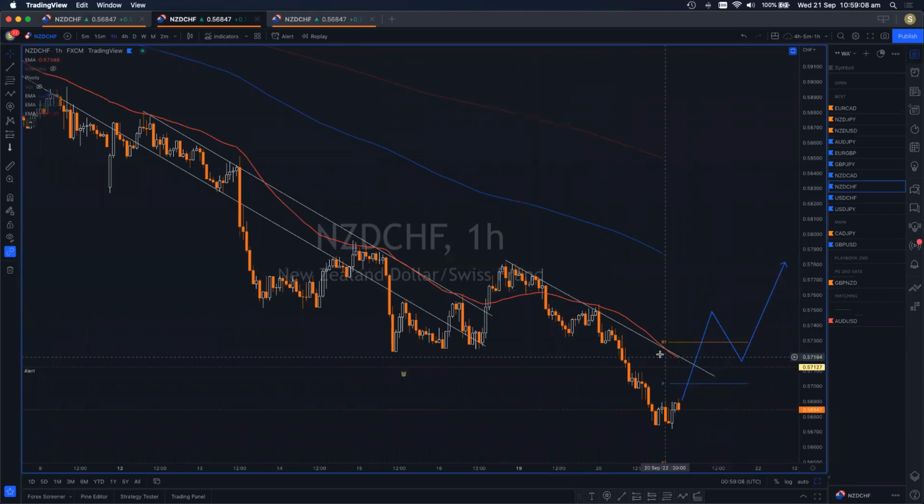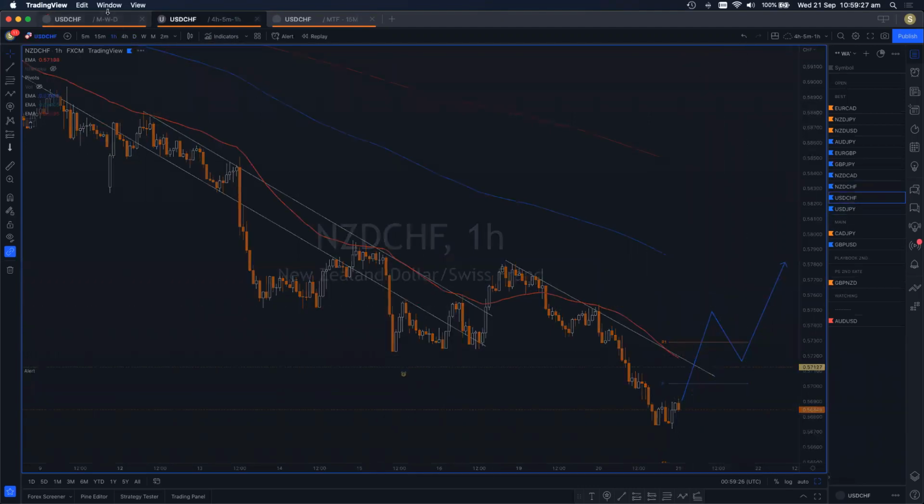This trend line here, if we get a break of that, pull back to the 1 hour 50. That could be a nice little long trade in there, up to the 4 hour 50. So that's something I'll be looking at maybe for late today or maybe tomorrow. Kiwi Swiss.